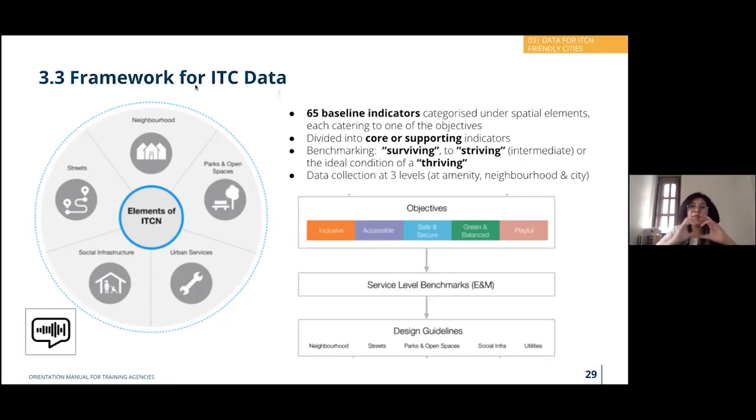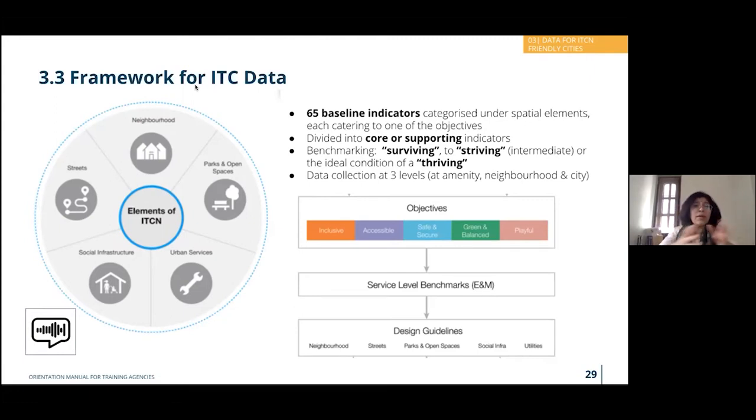Now the service level benchmarks to measure how inclusive, how accessible, how safe, are essentially borrowed from these objectives. So that is one idea. And then the benchmarks, the way ITC defines it, and this whole project is defined, is very impactful, right? We are not giving some numbers or saying this is good. They essentially have 3 benchmarks. The benchmarks are essentially surviving, striving, and thriving.